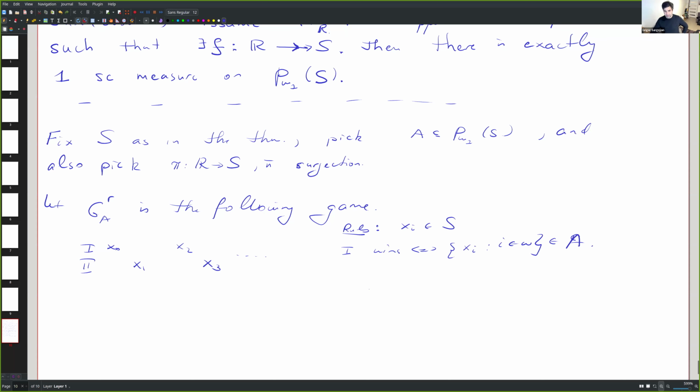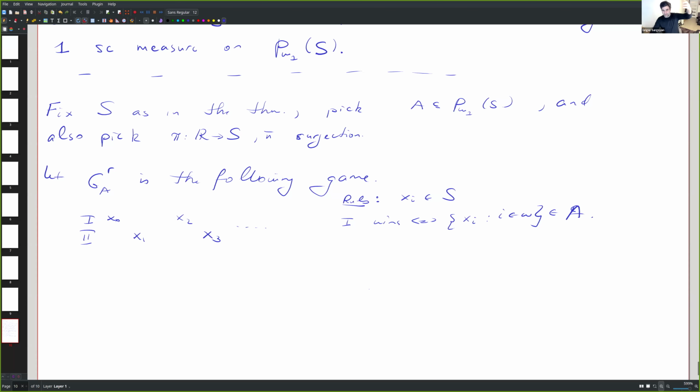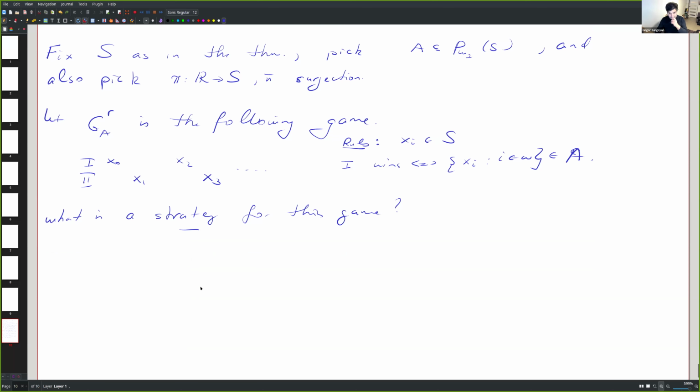Okay, so now this is a game on members of S, right? S is just any set. And so we want to now say what it means to be a strategy for this game, but on reals, right? So what is a strategy for this game? It's obvious what the strategy is, but what I mean is, how could you translate that onto reals? Because we have this coding here.